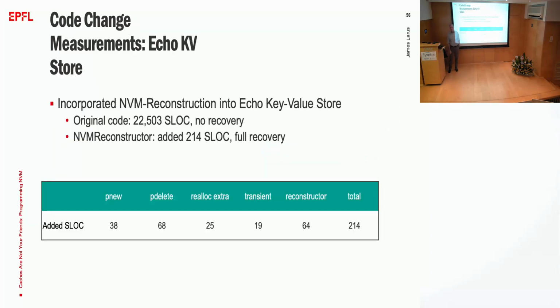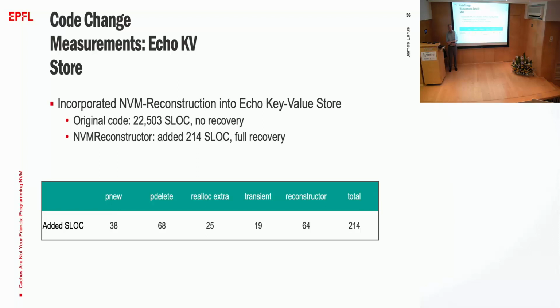We also measured how much code you have to change in an existing application. So the Echo key value store is a non-volatile key value store. We had to change 214 lines of code out of 22,000. So, around 1% of the code. It took, I think, Nasrat probably a day or two when he wasn't familiar with the application to do that.